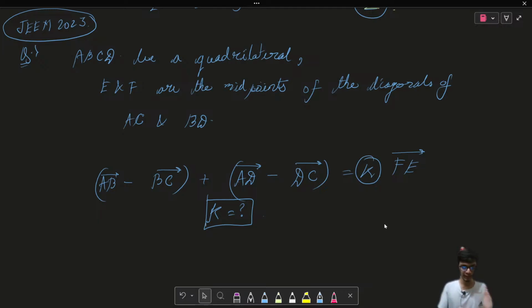Let's try to see this problem as well. If you see this problem, this is again a very simple problem.